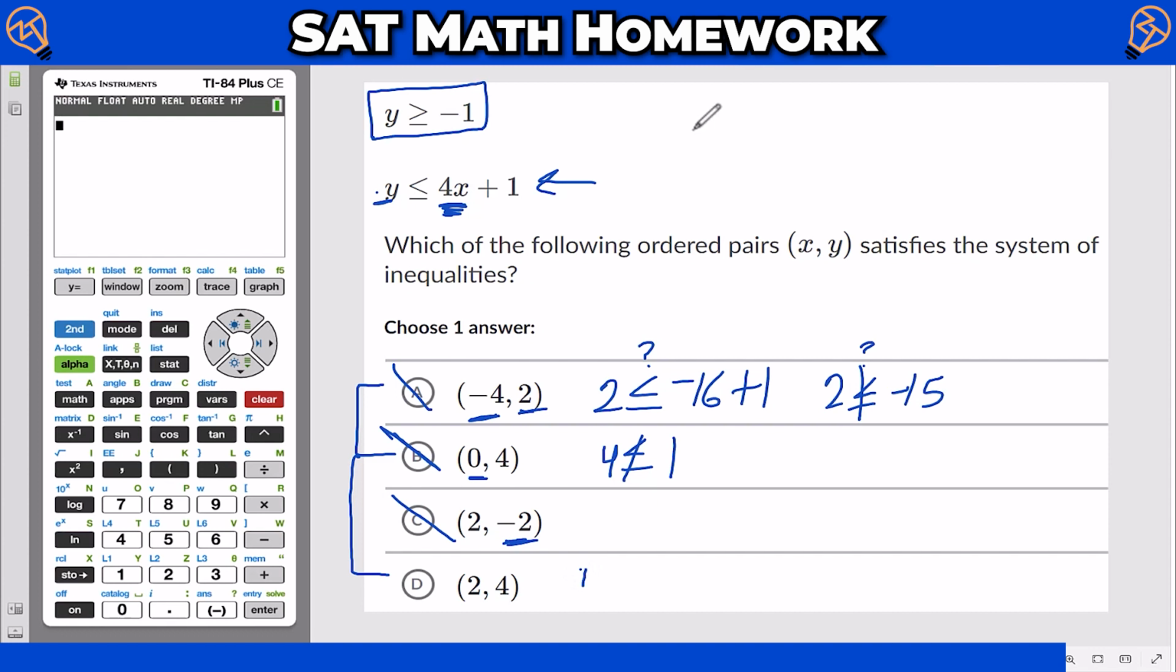So we'll go ahead and plug in this 4 here for y. Plug in 2 for x. 2 times 4 is 8. Plus 1 is 9. So we have 4 is less than or equal to 9. Is that true? Well, yes, it is. So our correct answer is D.